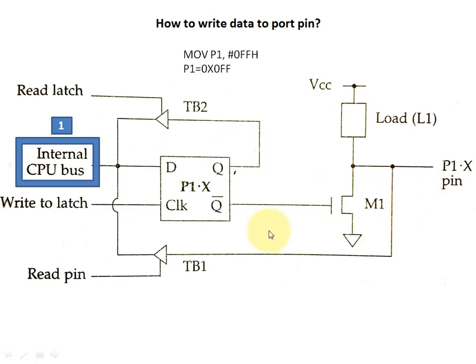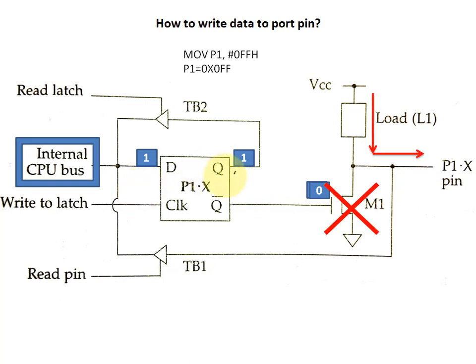Now let's see how to write logic 1. In this case we are sending logic high to the port P1. Again, since it is 1, on the internal data bus you will get logic 1. Then in this case the MOSFET is turned off, and hence the port P1 gets logic 1. So this is how you write logic 1 to the port pin.